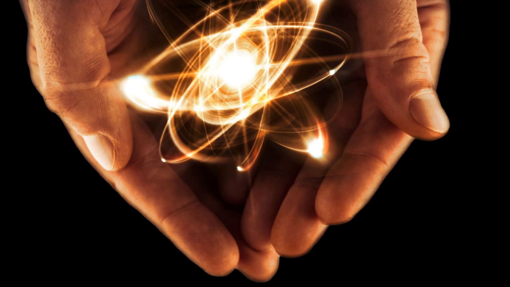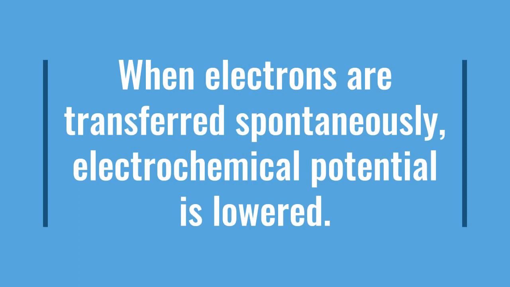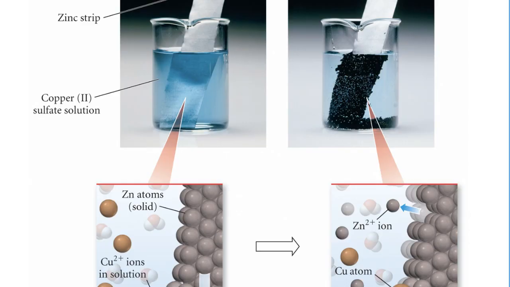We know that electrons are not particles. Electrons have a wave-particle duality. We can't quite figure out and understand what that is. But in this context, we are treating electrons as particles that can be transferred. For some reactions, electrons are transferred spontaneously and electrochemical potential is lowered. This is the direction the universe is headed.